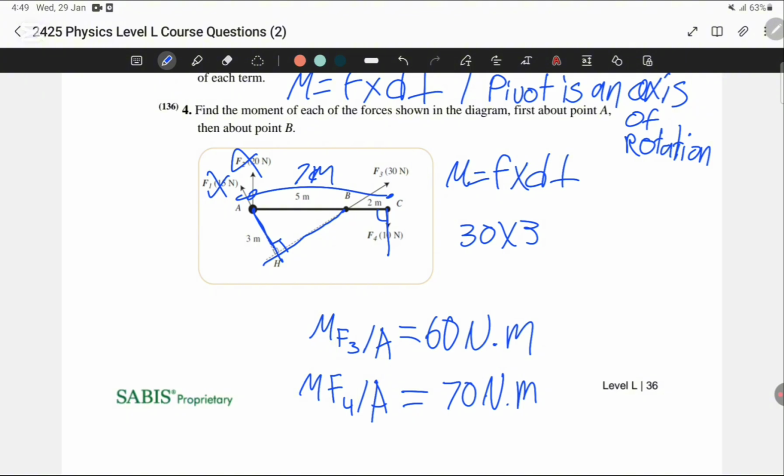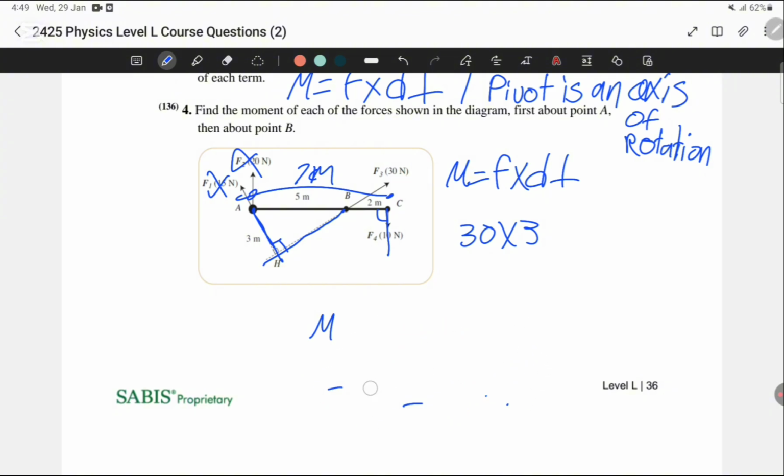We need to check if it's clockwise or counterclockwise. Here it's going to be clockwise, so it's negative. But in the answer sheet, I don't think they ask for the direction. But in the exam, just to be sure, please put the direction. Put the sense. It's going to be negative 70 newton meters.